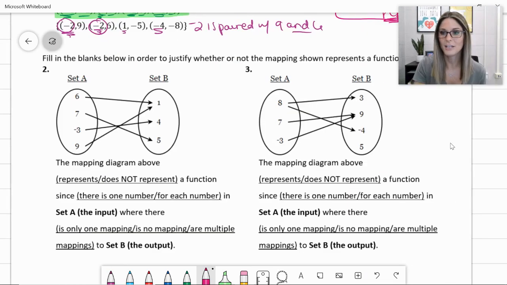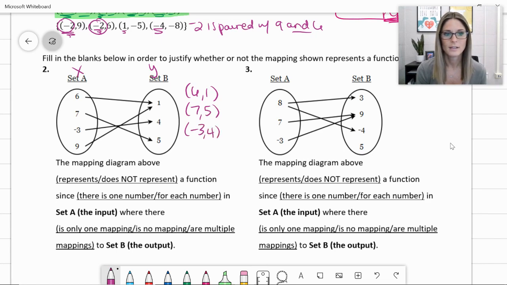Our next two examples, we're going to look at those mapping diagrams. In number 2, set A is mapped to set B. This is like our X values and our Y values. So from our mapping diagram here, 6 is paired with 1. I've got 7, and the arrow goes down to 5. So (7, 5) is like an ordered pair.